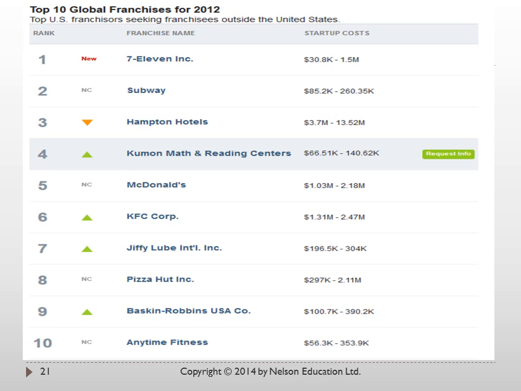It's interesting to take a look at some of the expectations for startup. For instance, McDonald's really takes over $1 million, $1 to $2 million to start up a McDonald's franchise. For instance, if you were looking at, in Canada, setting up a Tim Hortons business, I believe the expectation is that you've got about $250,000 of unencumbered cash before they'll consider you as a franchisee.